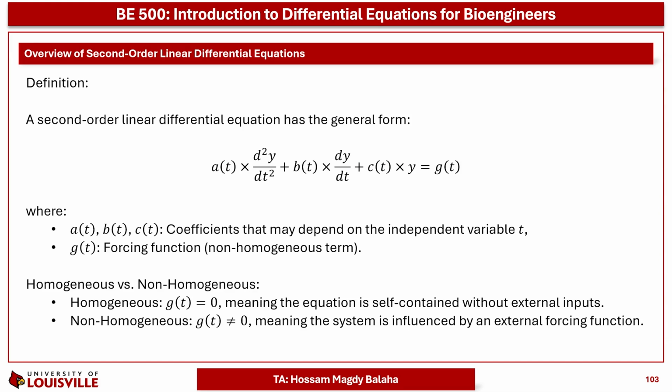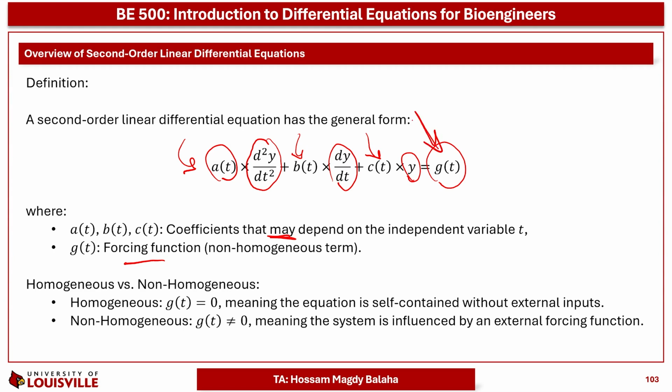The second order linear differential equation follows the general form: a(t) times the second derivative, plus another coefficient b(t) times the first derivative, plus a third coefficient c(t) times y, equal to g(t), where a, b, c of t may depend on the independent variable t or may be constant. g(t) is a driving force function, and this term can be constant, 0, or a function of t.